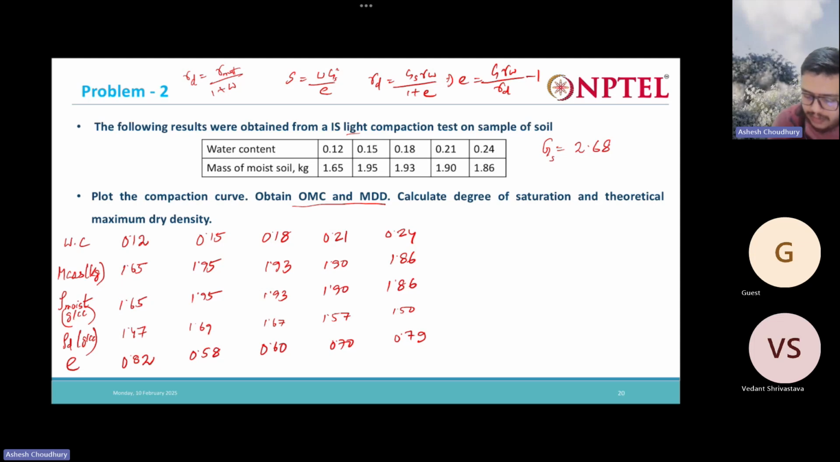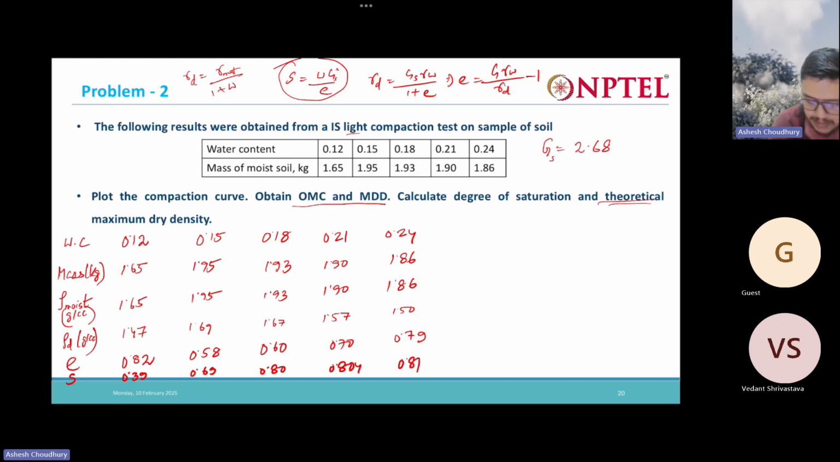Now from this relation I can easily get the saturations. You can get S equal to 0.39, 0.69, 0.80, 0.804 and 0.81. Fine.